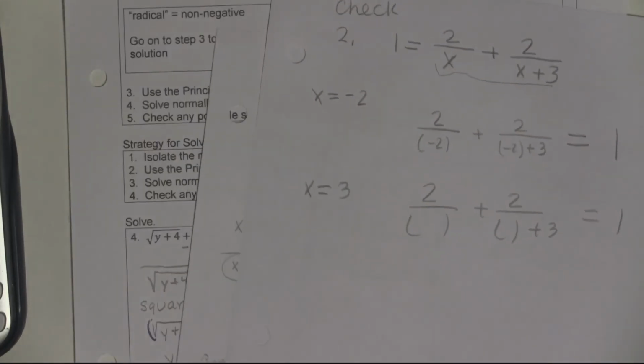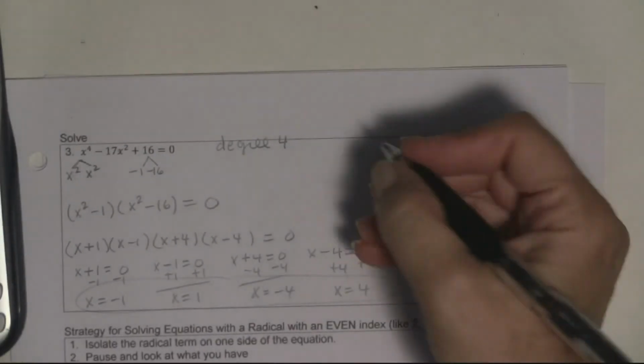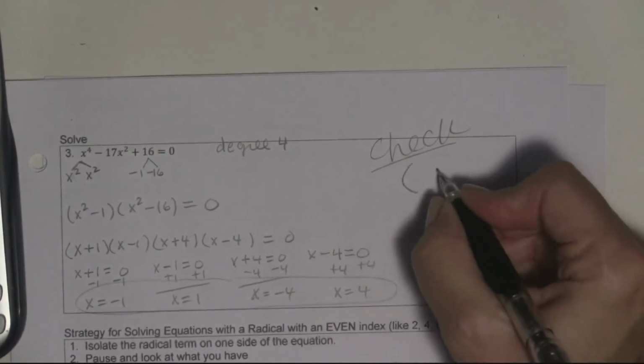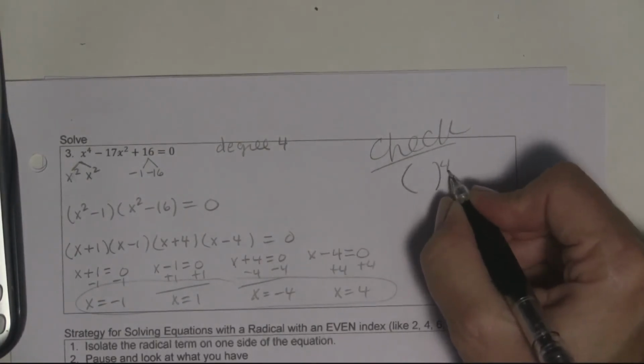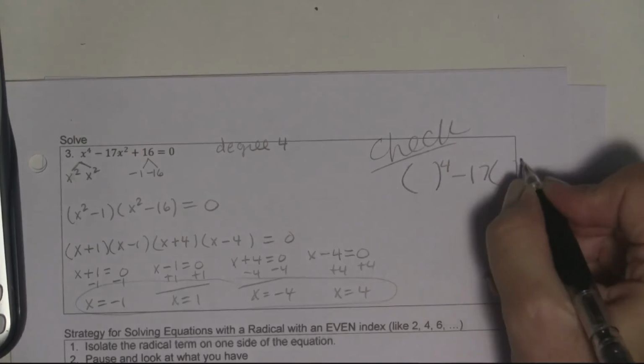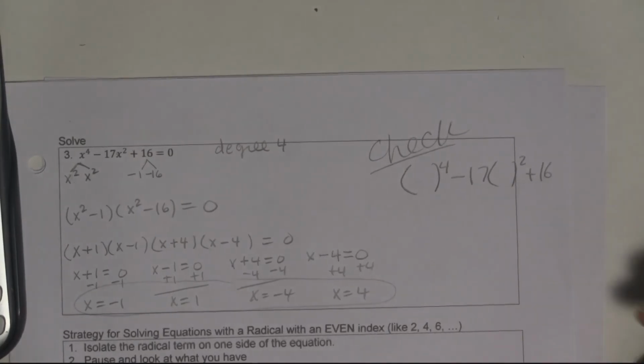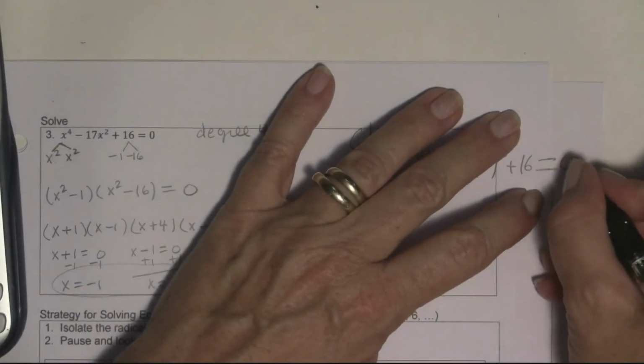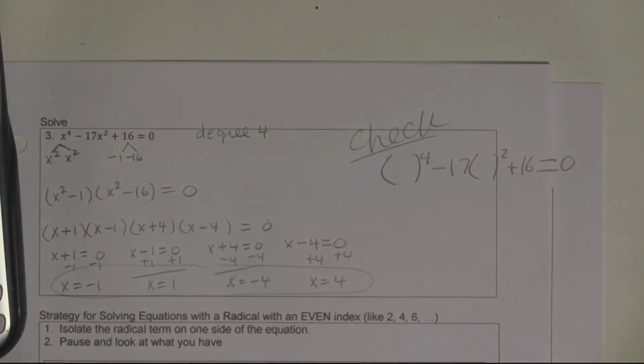Did I have another one that was a must check that I didn't check? I said I was going to check them all. Yep, one more. So now I'm checking this one. What I'm putting in my calculator is x to the fourth minus 17 times x squared plus 16. And you can see why the student thought it always should be 0. I'm out of room here, but I've extended it by putting another piece of paper underneath, equals 0.